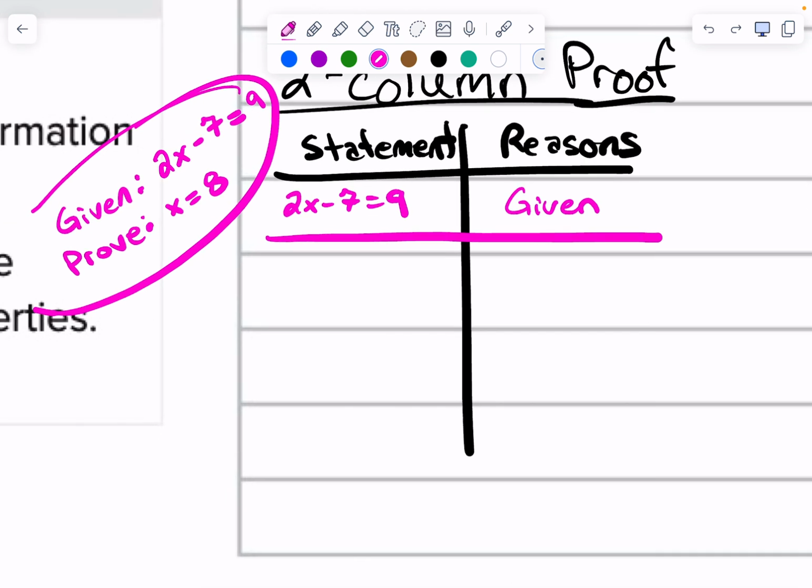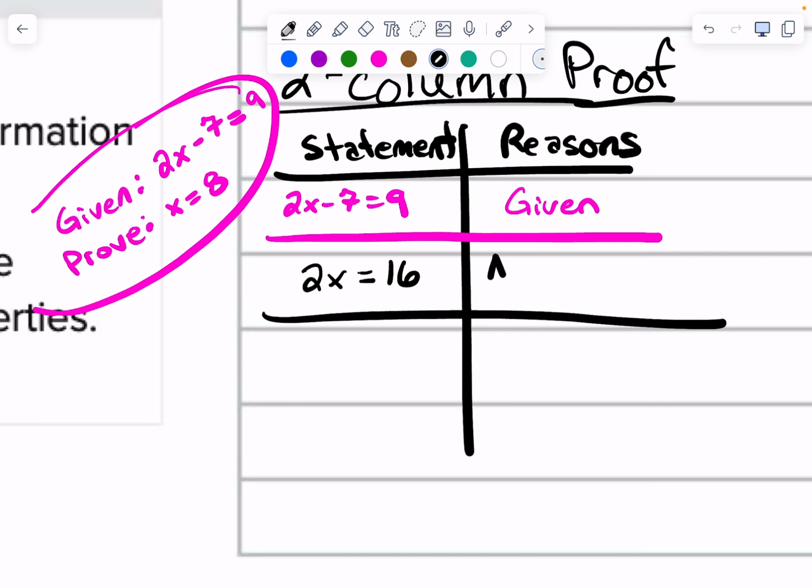Now I start to do the algebra. So if you were to do this, you would do what first? Add the 7 over, right? So my next line would say 2x equals 16, okay? Now, how am I able to do that? What's my reasoning for that? This is the addition property of equality, or just the addition property, right?